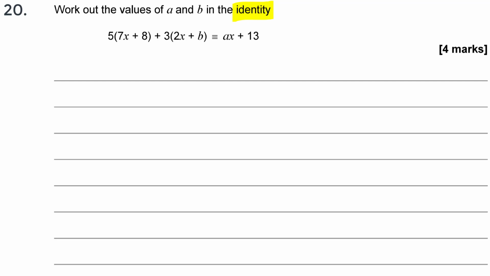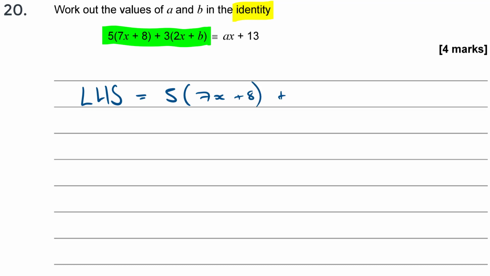Okay, so what I'm going to do is start off with one side, and it's usually best to start with the most complex of the two sides and try to make it look more like the other side so we can more directly compare. So let's start with the left hand side, because that is the most complex. I'm going to write down LHS for left hand side, and that is 5 lots of 7x plus 8, plus 3 lots of 2x plus b.